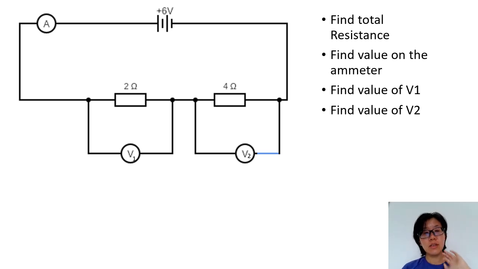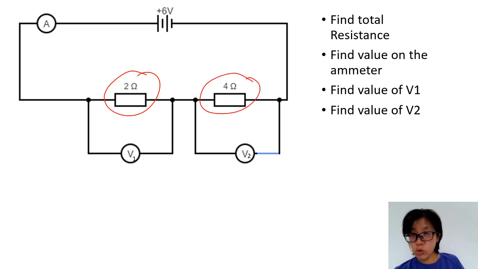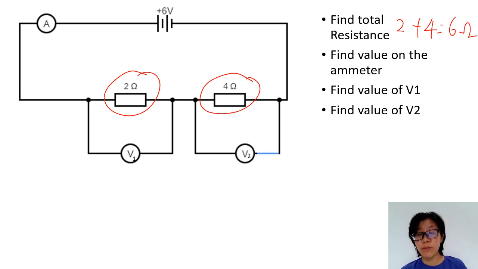To find the resistance for a series circuit is very simple. You just have to add them up together. Over here we have the 2 ohm resistor and the 4 ohm resistor, so the total resistance is just 2 plus 4, 6 ohm. Remember the unit for resistance is ohm.